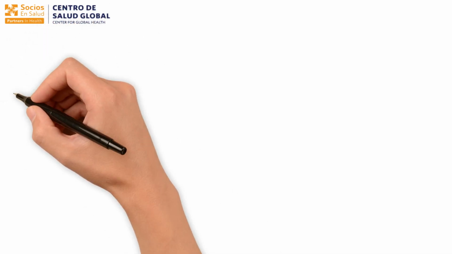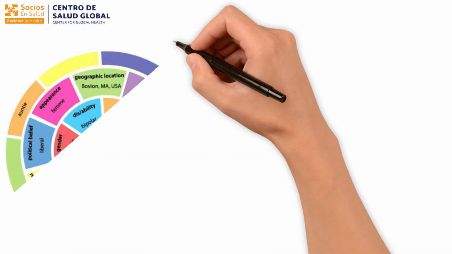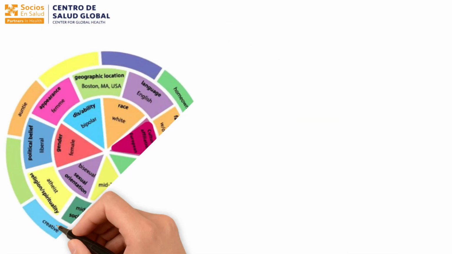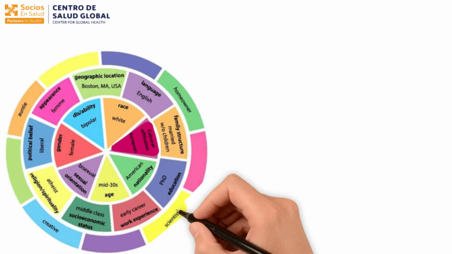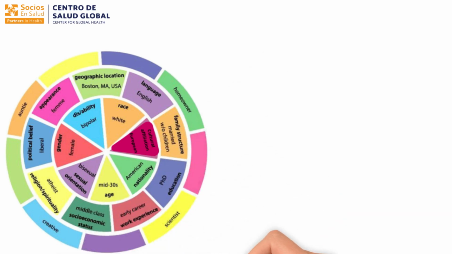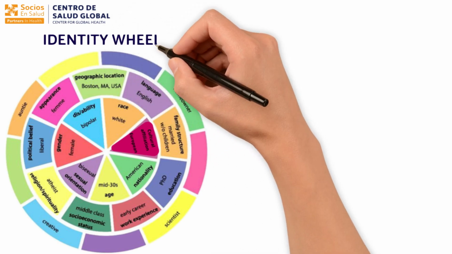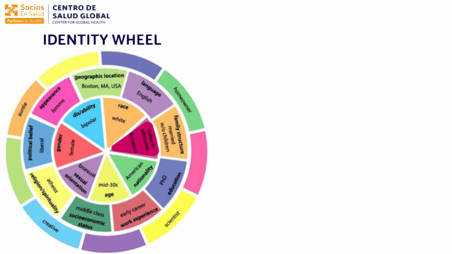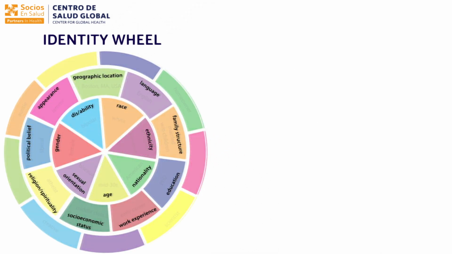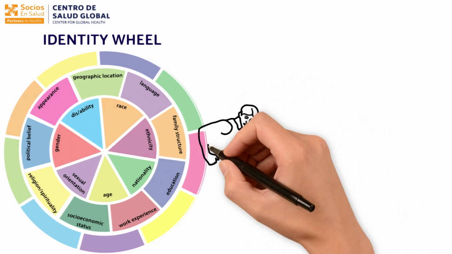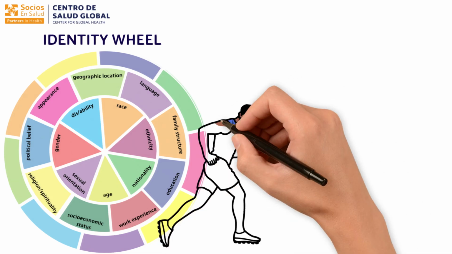Let's start by reflecting on the multiple identities we each hold. And let's think about the ways in which these identities interact. There are many different tools to do this, but we're going to use something called an identity wheel, which is a graphic representation of our multiple identities. So, to do this, let me introduce you to my friend Joe.